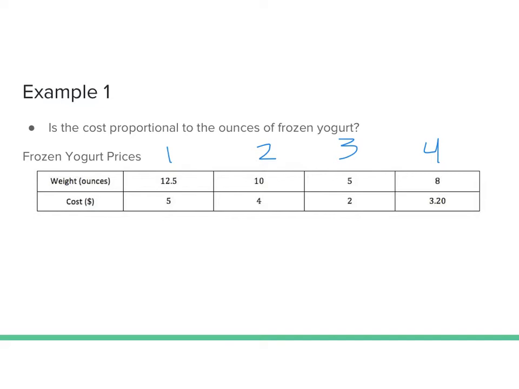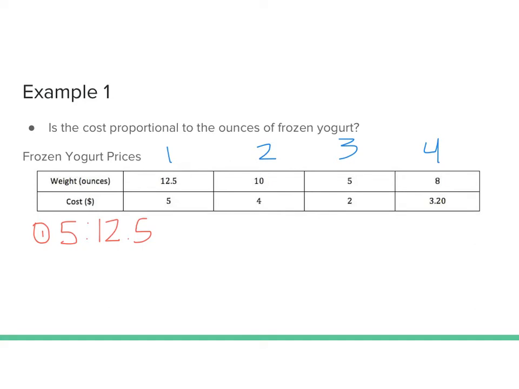So let's talk about person number 1. We are trying to figure out, is the cost proportional to the ounces? As we're writing that ratio, which number do you think should go first, the cost or the ounces? I hope you said cost, because we want to know if cost is proportional to ounces. We should write it as the cost, which for person number 1 is 5, to our ounces, which is 12.5.